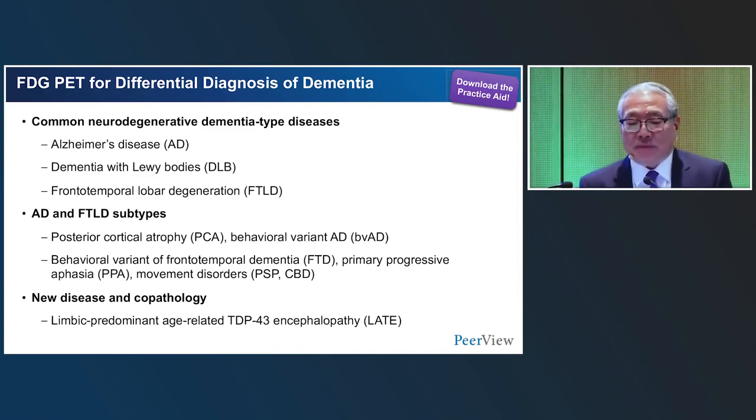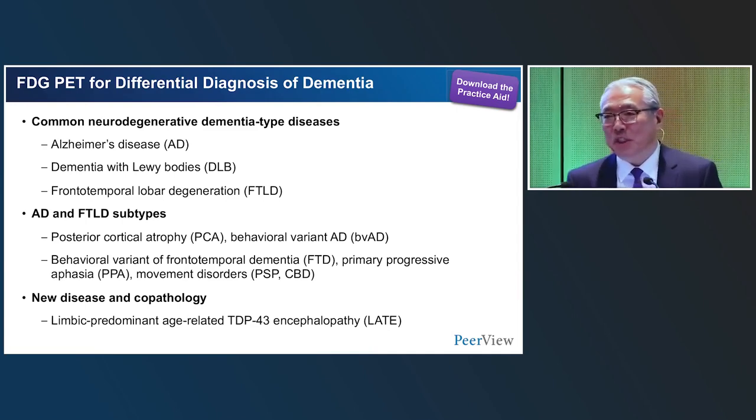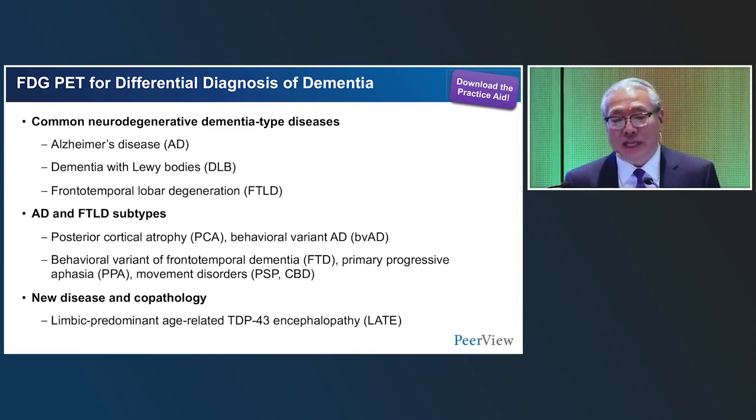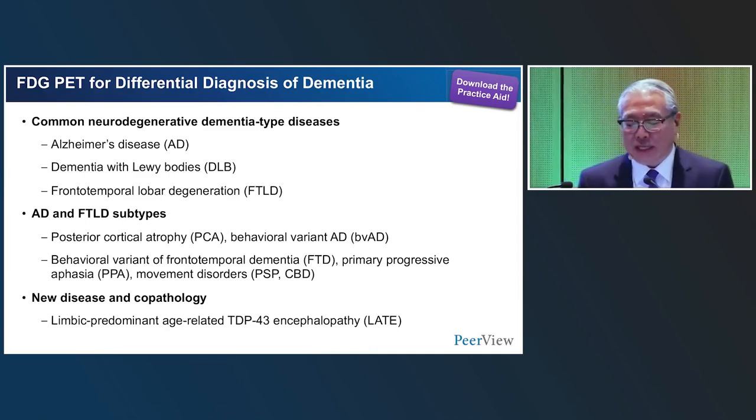And the purpose of the FDG PET for differential diagnosis is the 3 major common neurodegenerative disorders: Alzheimer's disease, frontotemporal lobar degeneration, and dementia with Lewy bodies. As nuclear medicine physicians, I think we should be able to differentiate those 3 categories. Alzheimer's disease and frontotemporal lobar degeneration have a lot of atypical subcategories, and Alex is going to talk about some of those atypical Alzheimer cases later on.